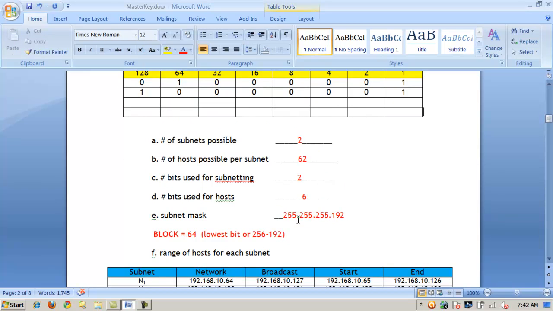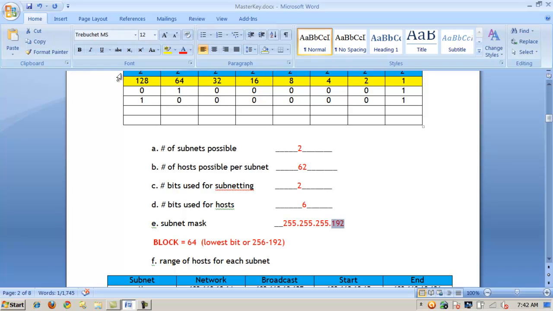The subnet mask: we're subnetting the last octet, or fourth octet, so these 3 octets are for the network portion of the class C address. And then 2 bits in the last portion. If I add the 128 and the 64, I get 192. So there's my subnet mask.